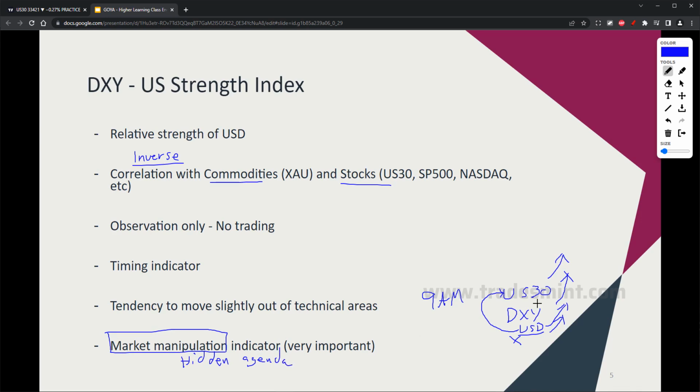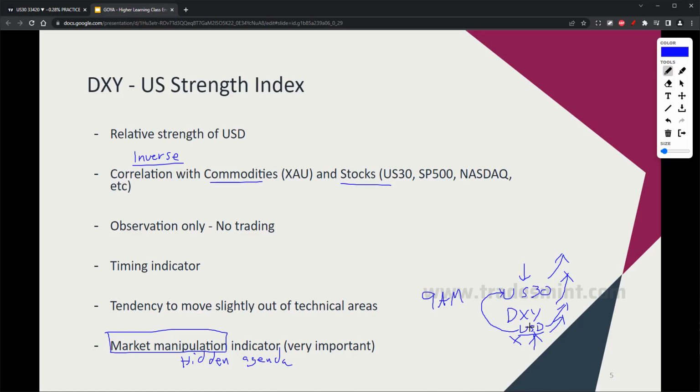Okay, it means that one of these two movements, either the US 30 or the DXY, is not natural. It's a manipulation, and it's only a question of time before it reverses. Okay, so then it gives you like a red flag, and you must inquire further on what's going on. So if I see DXY going up and I see US 30 going up, I'm gonna ask myself, okay, which one of these two is currently the false movement, the red flag, the manipulation.